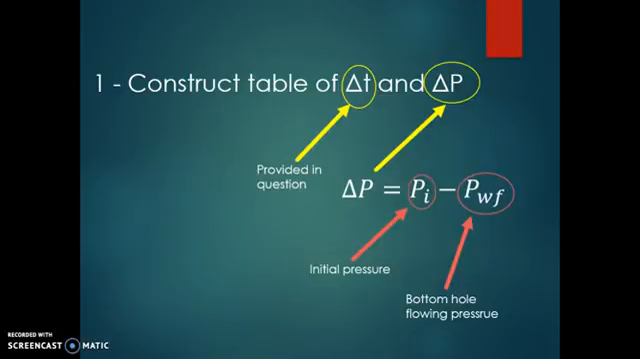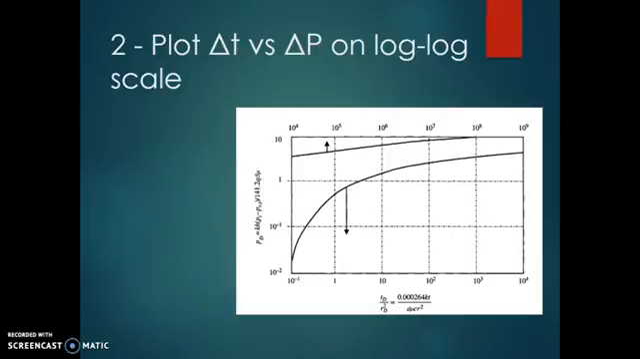Delta p equals Pi minus PWF, Pi being initial pressure and PWF being bottom hole flowing pressure. PWF will be given for each time step if this is the case. Once we have that, we can begin plotting our delta p versus delta t on a log-log scale. We will be using a master curve for this. We intend to match our own data to this curve later, and we will see how we do that in the next step.